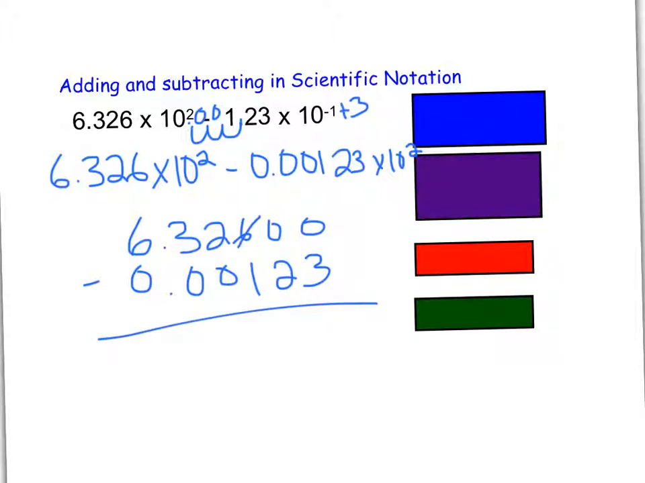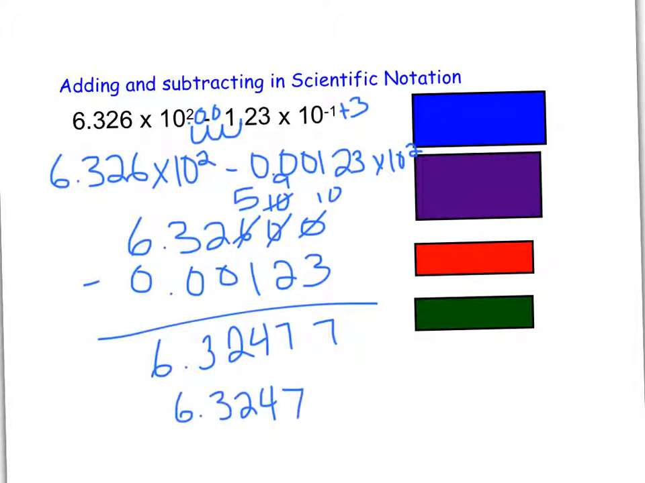Now 6 will become a 5. This 0 will become a 10, and then a 9, and this will become a 10. 10 minus 3 is 7, 9 minus 2 is 7, 5 minus 1 is 4, 2 minus 0 is 2, 3 minus 0 is 3, carry down the decimal, 6 minus 0 is 6. So now you have 6.32477 times 10 squared. And as you can see, this is in scientific notation, so that is the end of the problem. That's all you have to do.